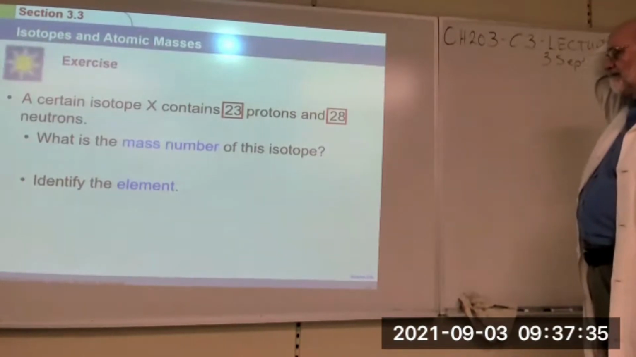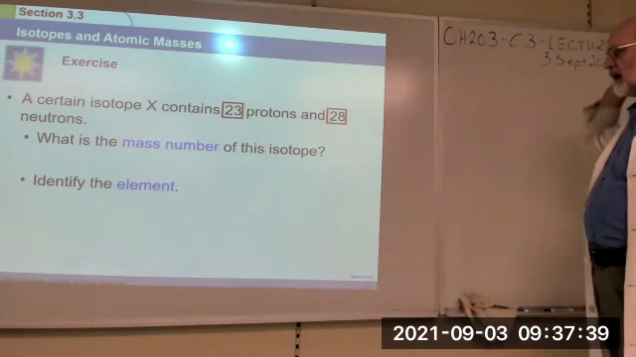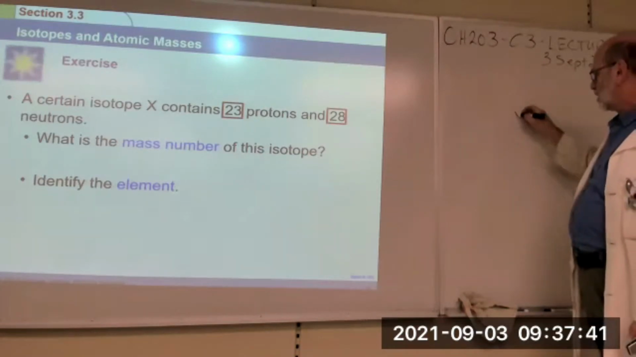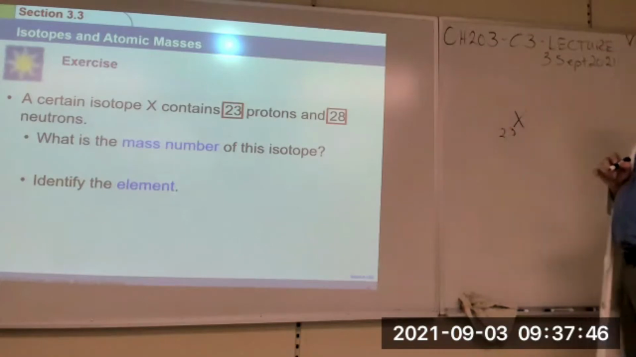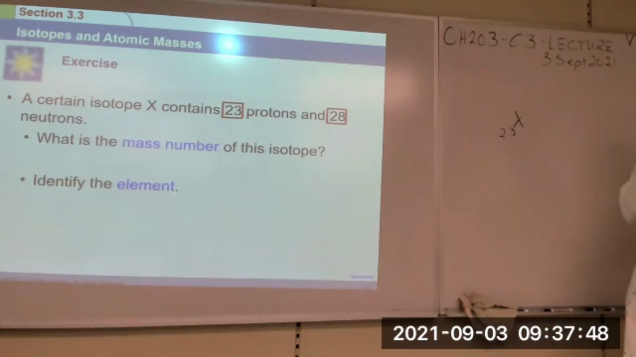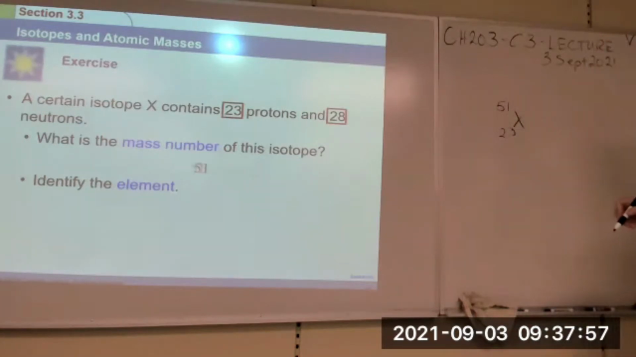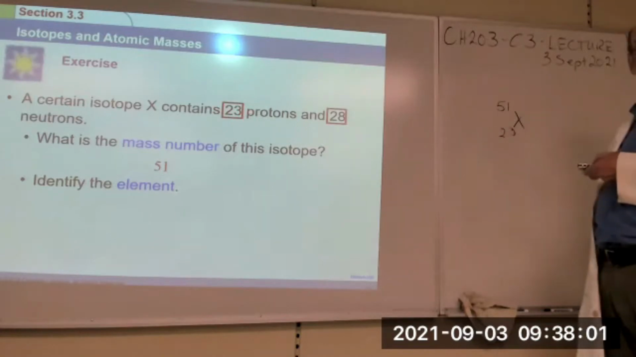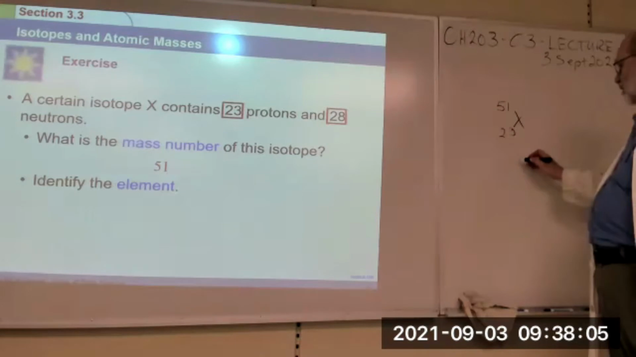Okay. All right, a little detective work here. We've got an element that has 23 protons and 28 neutrons. So what's its mass number? You have that here, 51. So a mass number of 51. Okay, what's the element? Well, we know the number of protons. All we have to do is just look on the periodic table. There it is right there. It's vanadium.